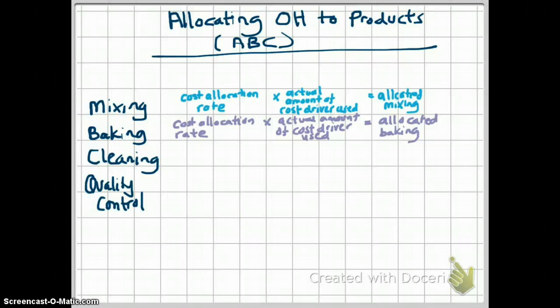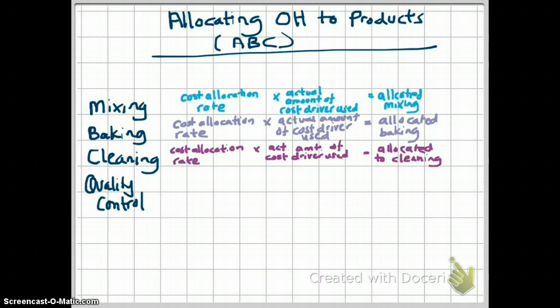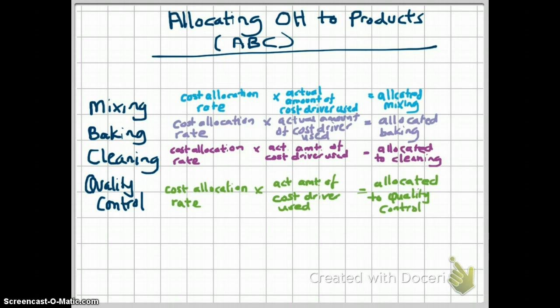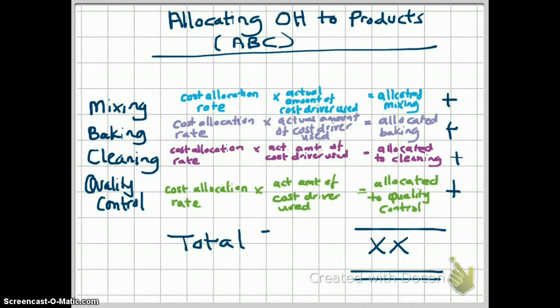Same thing for the cleaning department. Cost allocation rate multiplied by actual amount of cost driver used for the cleaning department equals allocated overhead for cleaning department. And the same thing goes for quality control. Once you have these 4 amounts for each activity, your total manufacturing overhead or total indirect cost allocated is the sum of all those 4 activities.